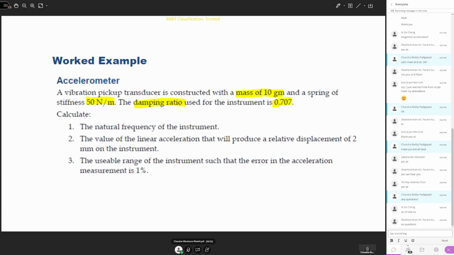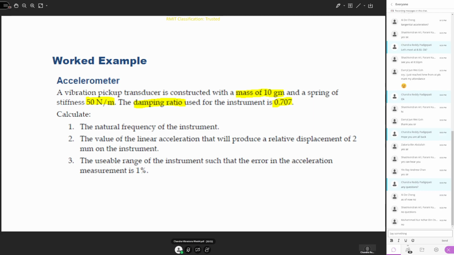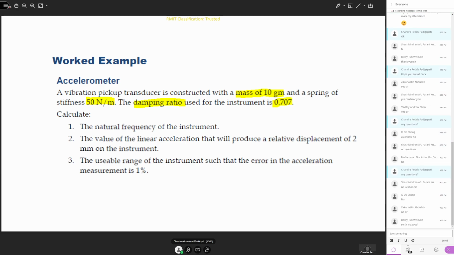Guys, any questions? I need at least a few responses. I'm going to count how many say yes. Okay, Nuraza said, Shashi Bindran said. How about others? Okay, Daryl. How about others? I hope others are okay. Yeah, you need to try out the question.